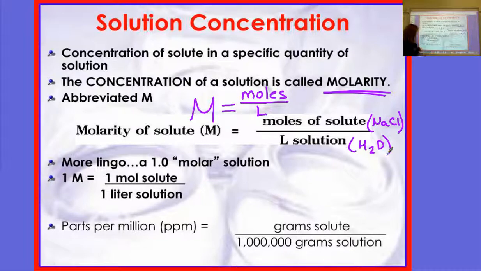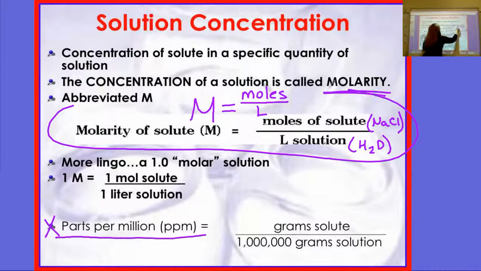If you study biology, you'll get to other concentrations. There's other units, parts per million, when you're talking about other things that are dissolved in water. And that would be grams of solute over grams of solution. But this is not our primary focus. This is the one that we need to know.